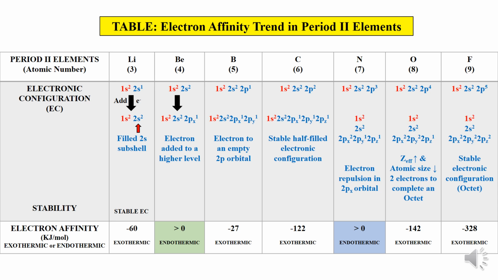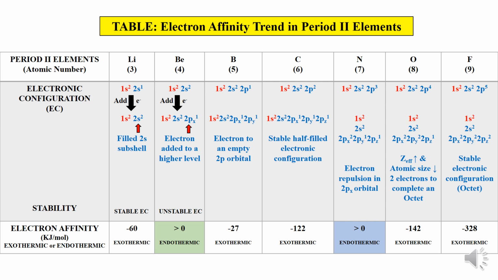Beryllium, its electronic configuration is 1s2 2s2. After adding an electron, the added electron goes to the 2px orbital, which is at a higher energy level as compared to the 1s and 2s orbitals. So the electron added goes to a higher energy level, and therefore it's an energy demanding process, and this leads to an unstable electronic configuration. It is an endothermic process shown by a positive electron affinity value.